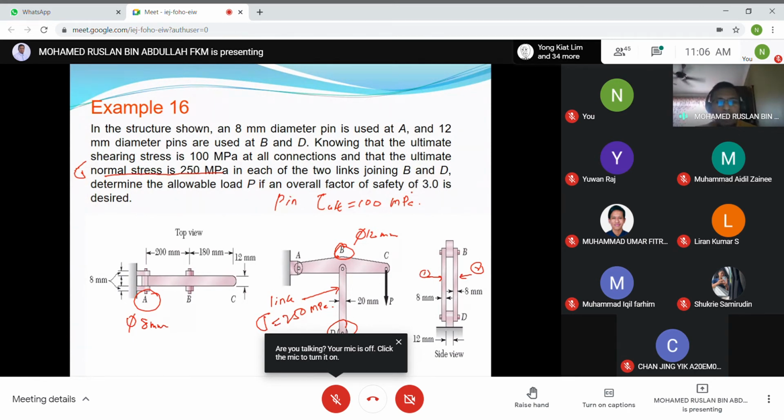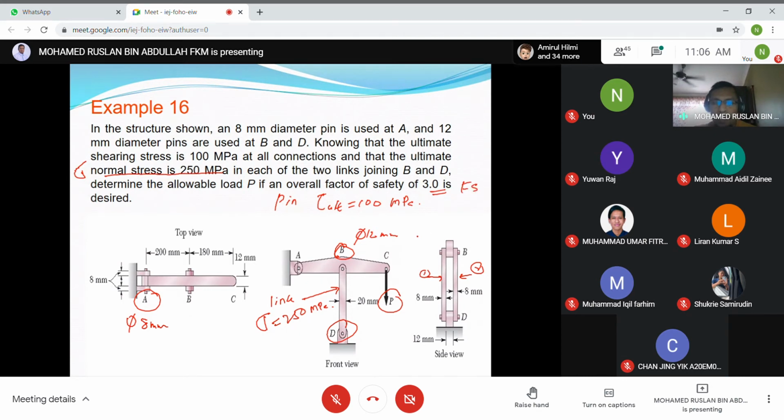So determine the allowable load P, if the overall factor of safety Fs equals 3. So we want to determine the maximum P we can apply at point C if we consider the shear stress at pin A, pin B, and pin D, the maximum equal to 100 megapascal. And for each link it is 250 megapascal, and Fs in this case equals 3.